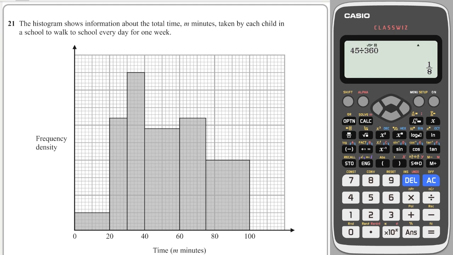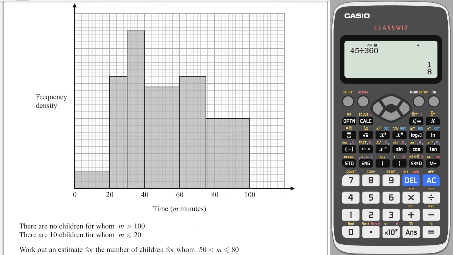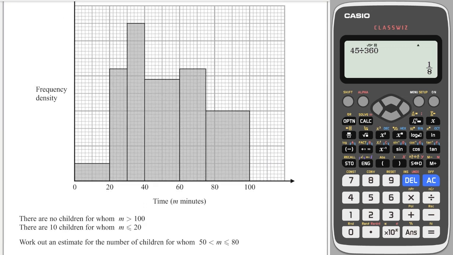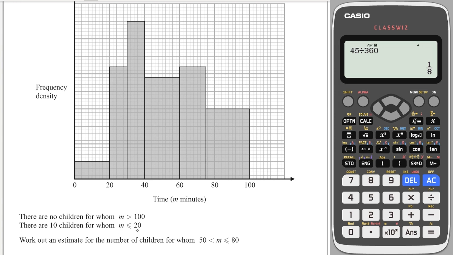Okay, histograms. If I'm being honest, histograms are my least favourite topic of the whole GCSE, but here we go. There are no children for whom m is greater than 100. Yep, that makes sense. There's nothing to the right of 100. And there are 10 children for whom m is less than or equal to 20, which means this area here has a frequency of 10.